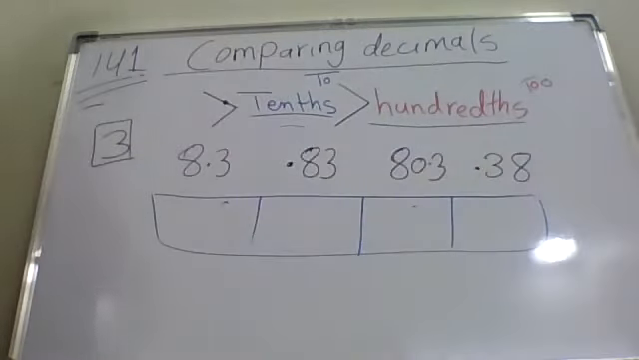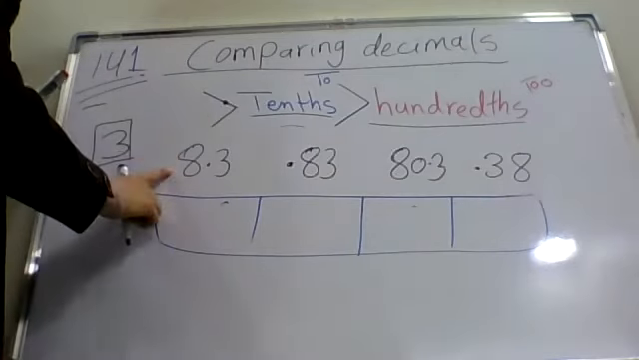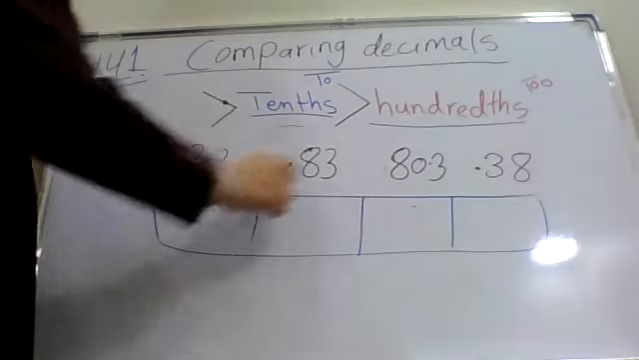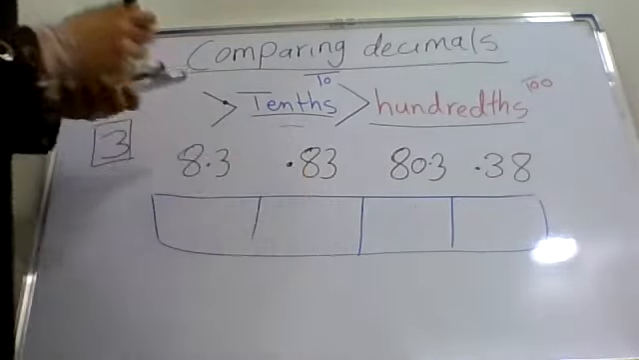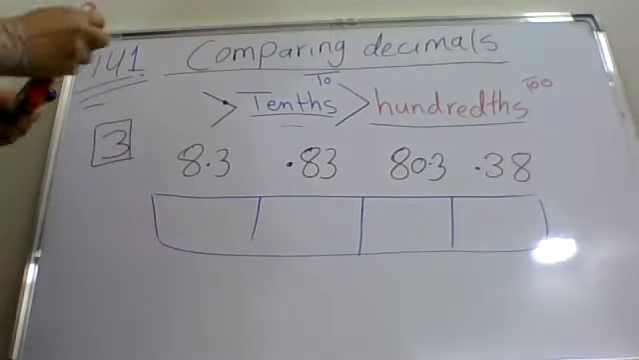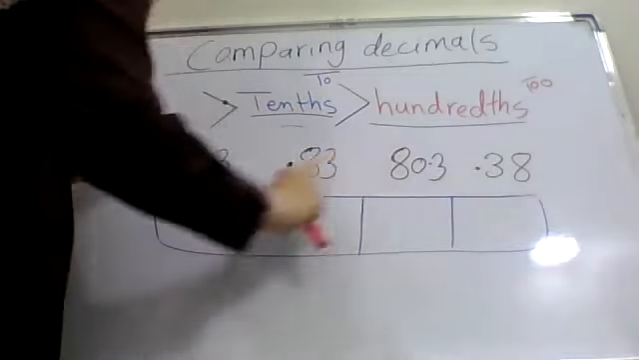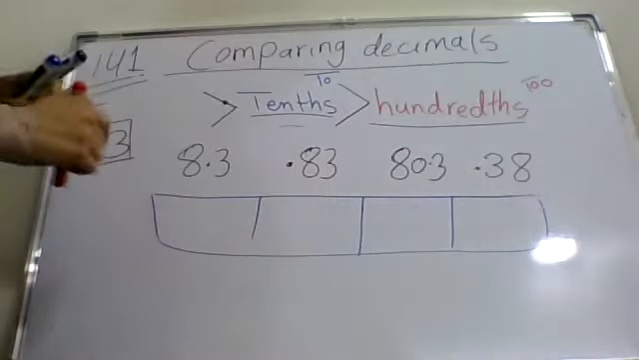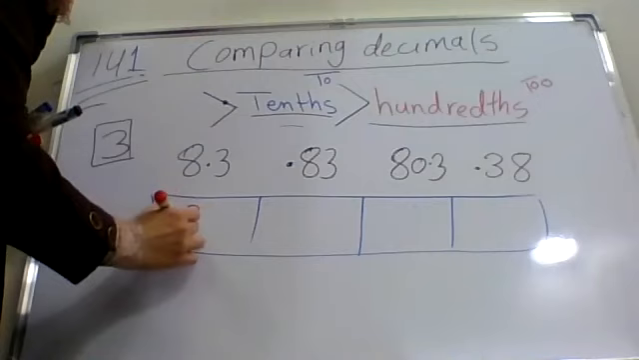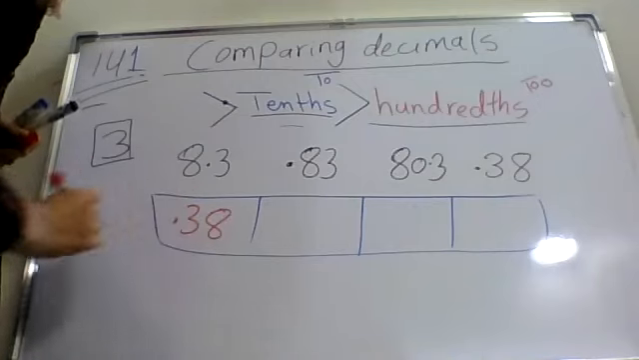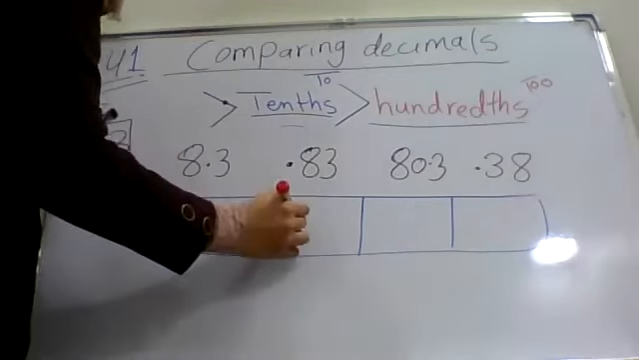Okay, the first number, which is the smallest number, should have no ones. This has a ones place. This has ones and tens, okay? So you have to look at the numbers without any ones or tens. These two are the smallest numbers. Which one has the smallest tenths? This one, so I write 0.38. Then I will write 0.83.